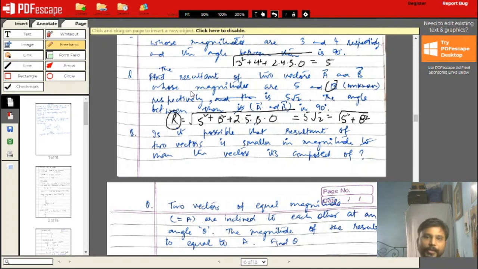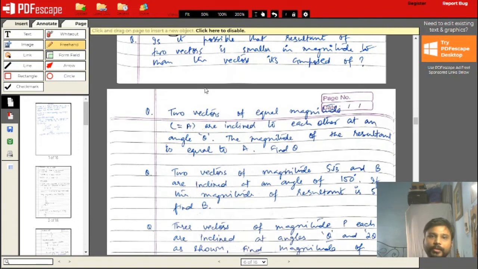So squaring it, we would get 50. So 50 is equal to 25 plus B square. So B is plus minus 5. We would ignore the negative quantity and take B is equal to 5.